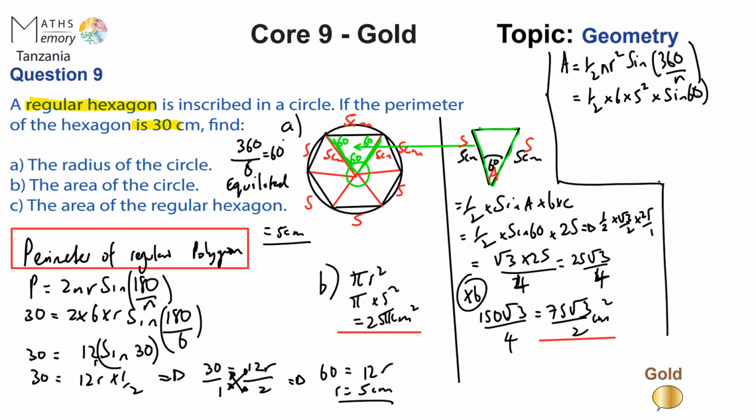Okay, so we're going to put that over here. This is the same thing as saying half times 6 is 3. 3 times 25 is 75. 75 times root 3 over 2, which is the same thing as saying 75 root 3 over 2 centimeters squared. There you have it again.